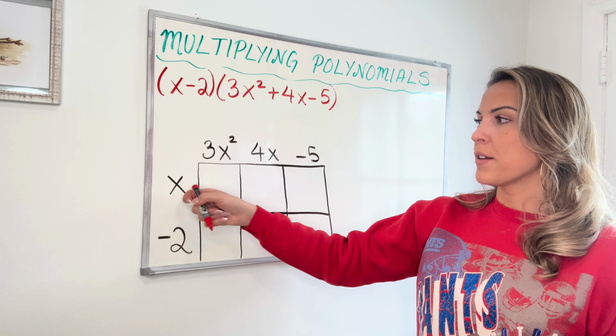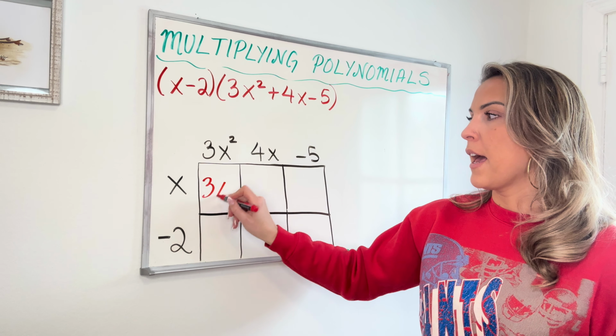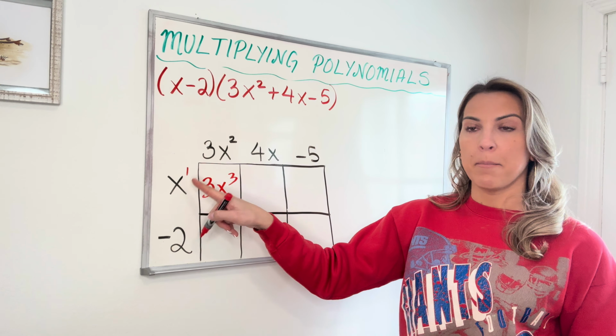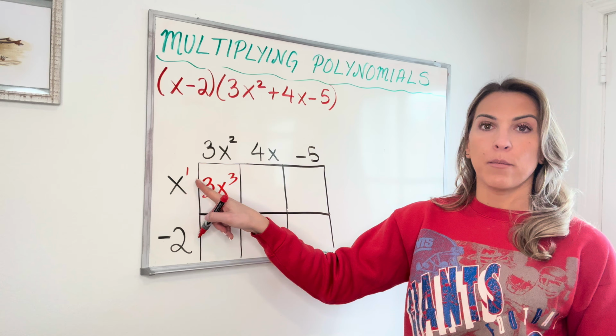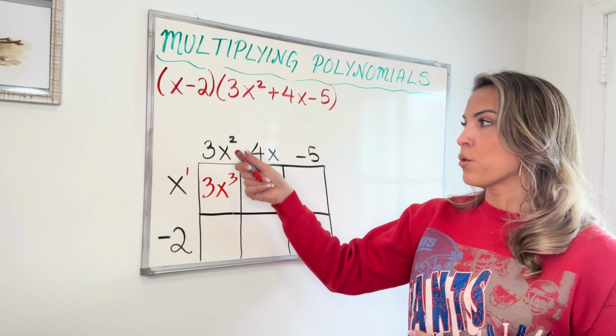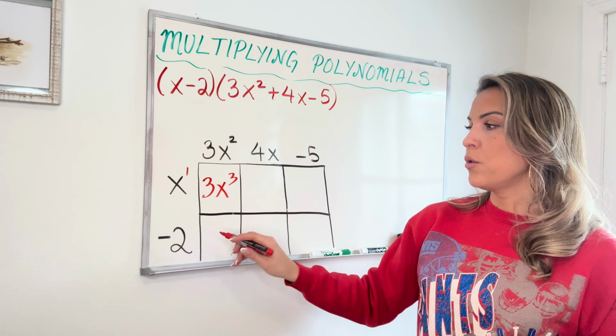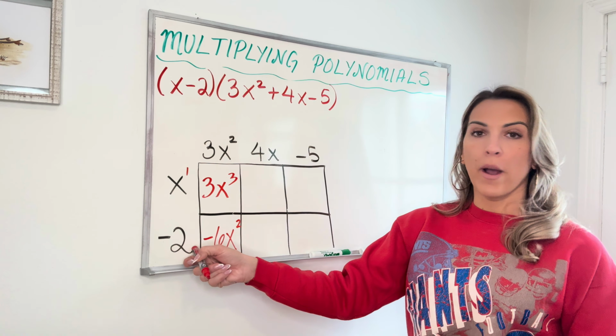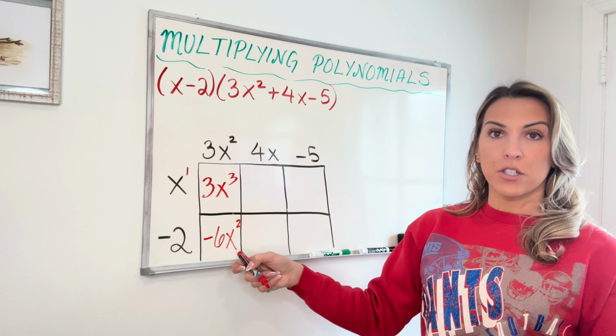So 3x squared times x is 3x to the third, because when we multiply, we add exponents if they're the same base, and I have a 2 here and an invisible 1 here. All right, I'm going to keep multiplying. So 3x squared times -2, that's -6x squared. There was no x term here, so that means this x squared just stays the same.